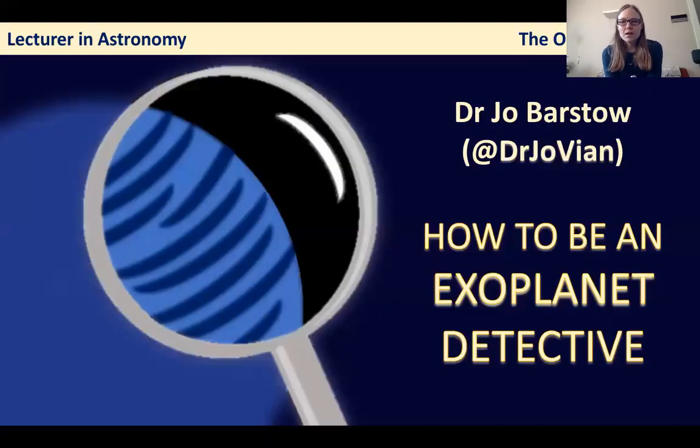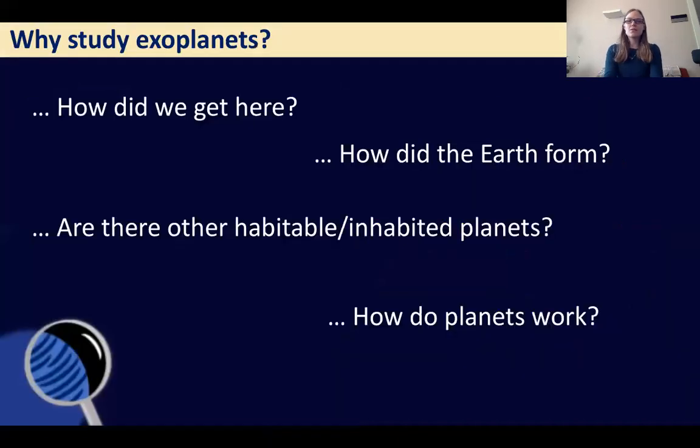So I do something that can be thought of as being an exoplanet detective. I spend my research time trying to find out what's going on with all of these planets that orbit other stars. And the reason that I do that is to really get a handle on some of the big questions that occupy humanity and have done for a very long time. Because understanding what's going on with other planets in other planetary systems can tell us more about how we got here, how our planet got here.